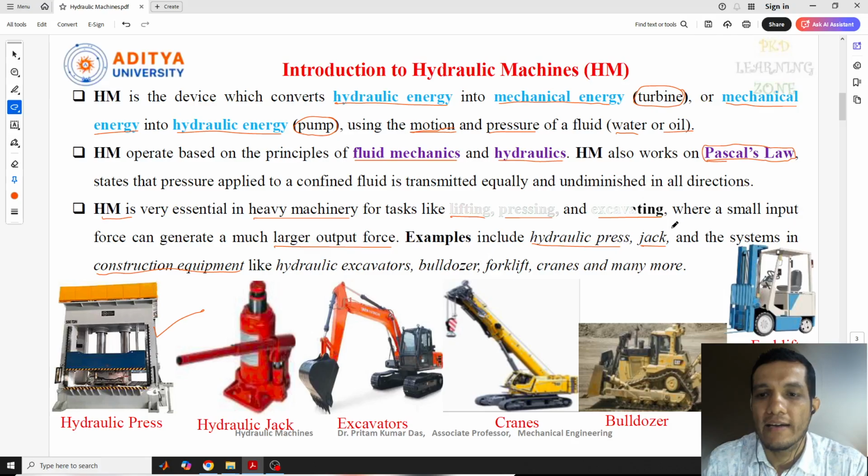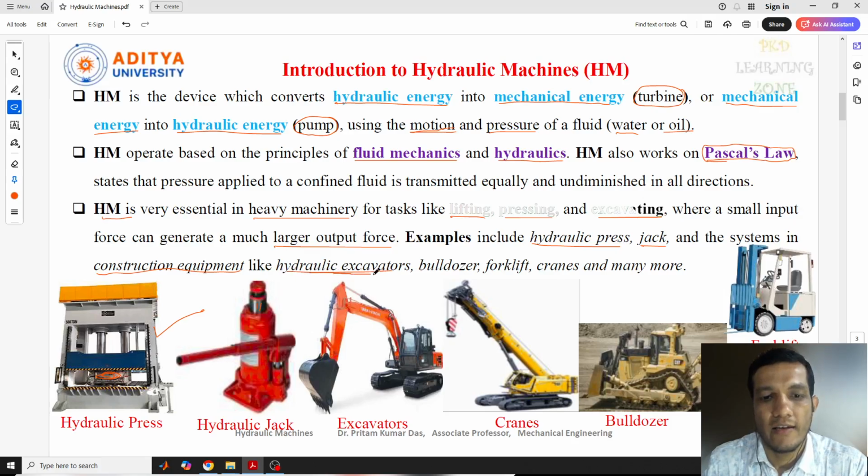Similarly, this is a hydraulic jack. This is the handle, and by pressing it, the piston portion is going to lift. Similarly, in this hydraulic press, we can keep any kind of objects or items here so that they can be pressed. We can do rolling and some other applications also, that we'll discuss next. Similarly, there are construction equipments like hydraulic excavators.